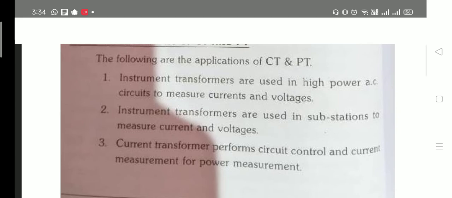These are the applications of the current transformer and potential transformer. Instrument transformers are used in high power AC circuits to measure the current and voltages. With high voltage and high current flowing, we can measure the high power also by using these instrument transformers, in AC circuits.